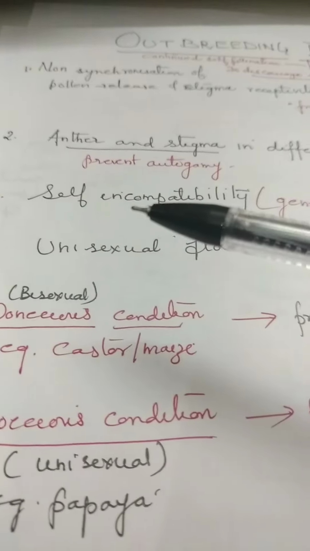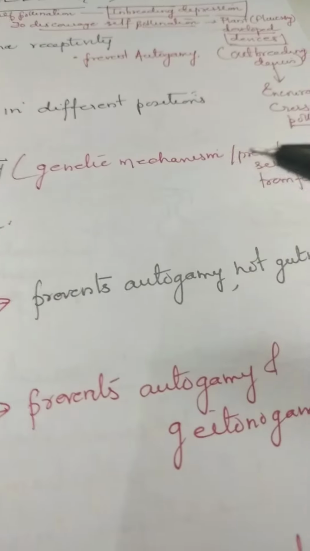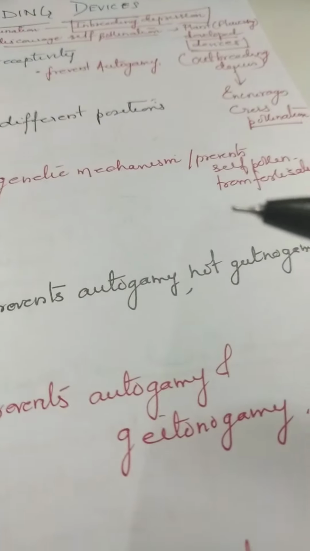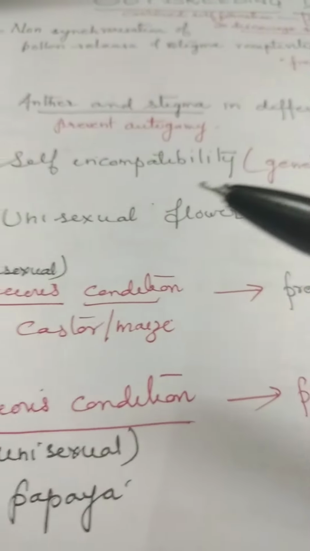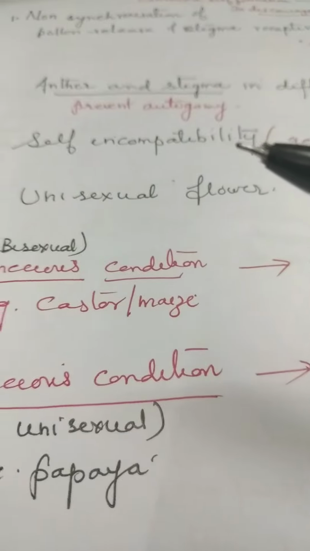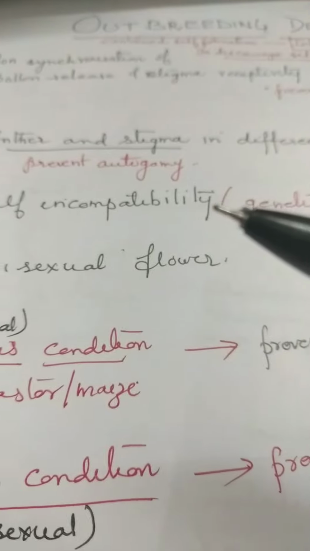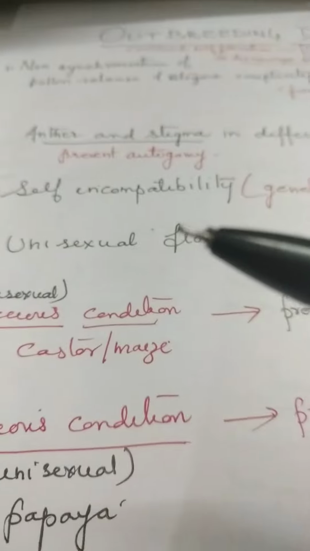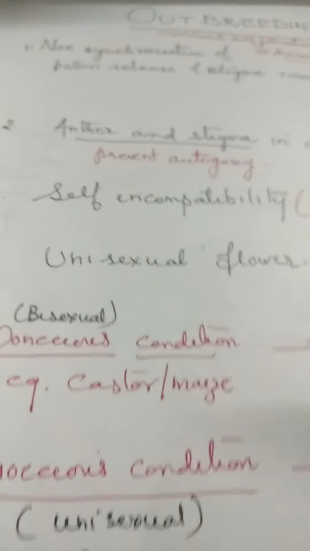Then the third outbreeding device is self-incompatibility. That is, this is a genetic mechanism and it prevents self-pollen from fertilization. Even if pollen falls on the stigma of a flower of the same plant, there will be self-incompatibility and the fertilization will not take place. Then another outbreeding device is the unisexual flower, that is either male or female flower, then cross-pollination will take place. So this is another outbreeding device.